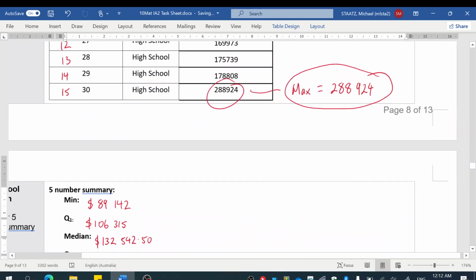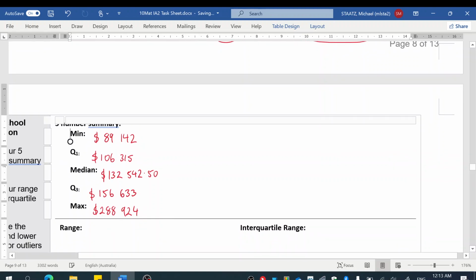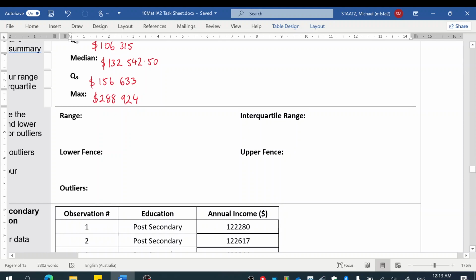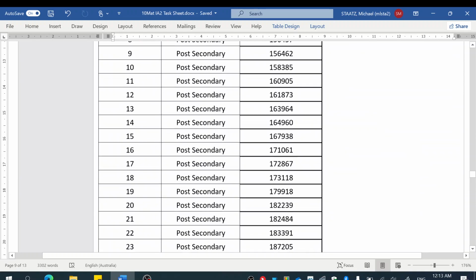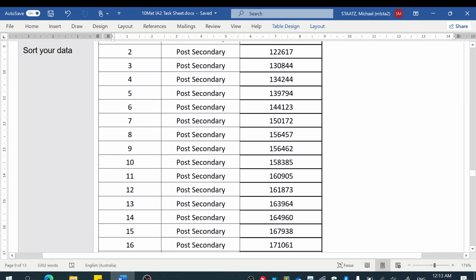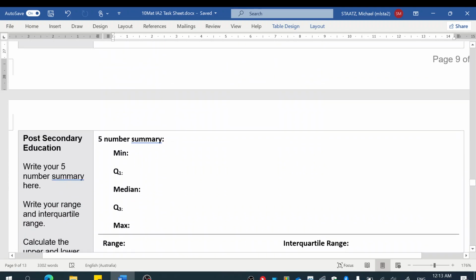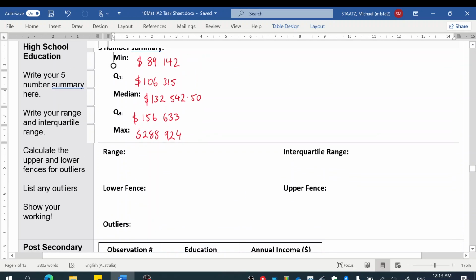And the max is 288,924. And once you have done that, fill that in on your task sheet. You can then go and repeat the process for your post-secondary data, finding the median, Q1, Q3, the min, and the max, and then filling out your calculations here. That is it for the video.